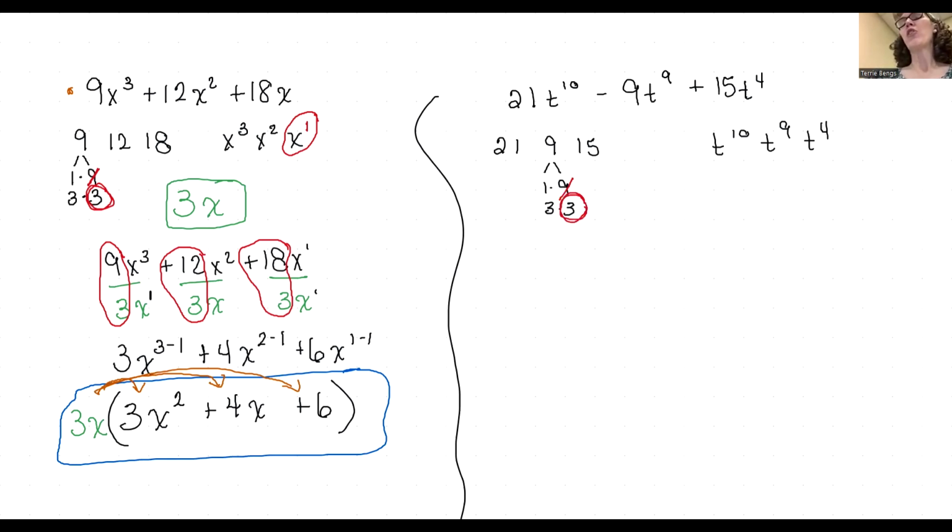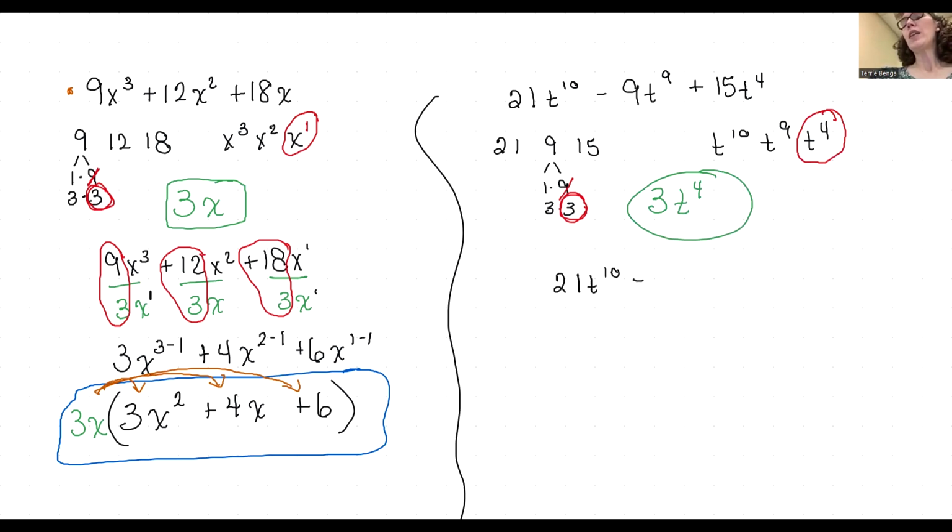So let's go over and look at our variables. And they're all t's, so that's perfect. And then we have a 10, 9, and a 4 for our exponents. So remember, we take the smallest exponent. And then we're going to write that combination down. So we have 3t to the 4th, and this becomes our greatest common factor. Well, for our purposes, we need to keep going because we want to factor this whole problem out.